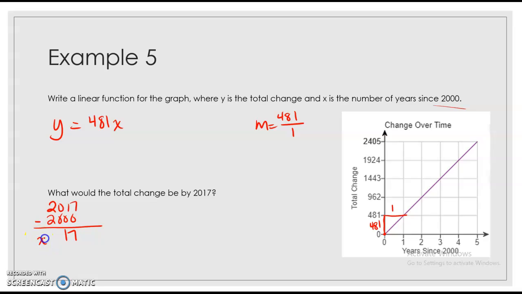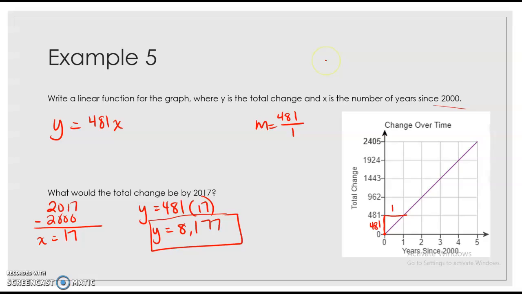So we're going to work with x is 17, and we're going to do y equals 481 times 17, because that's what's going to tell us our change over time. And so 481 times 17 is 8,177. And so that is our change over time. All right, that is our last example.